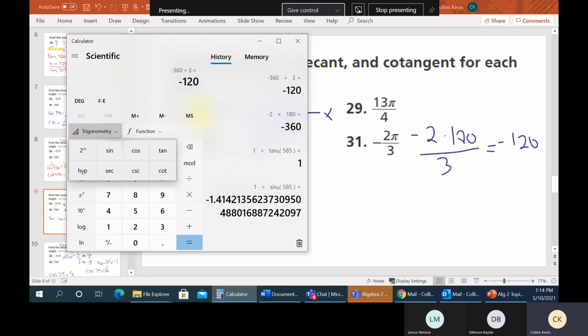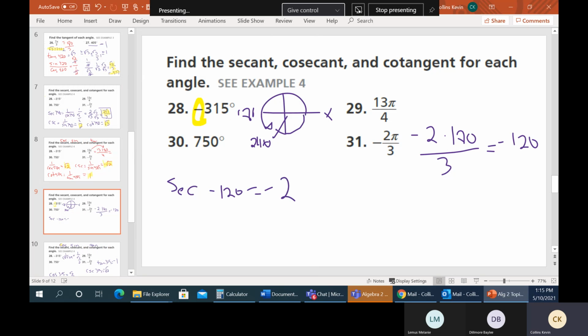Go ahead and do it this way this time. So we'll do cosine. So it's -0.5. And then to do 1 over, you can hit this 1 over button here, and you get 2. -2, excuse me. So it's -2. Okay, so cosecant of -120.